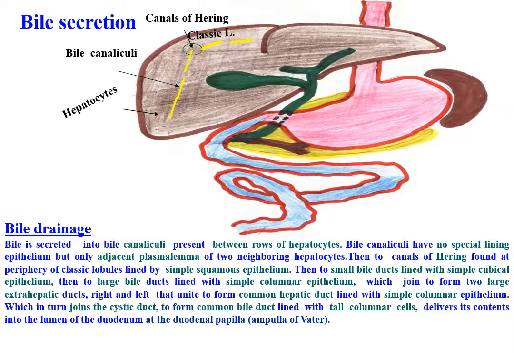Then bile passes to small bile ducts lined with simple cuboidal epithelium. Then to large bile ducts lined with simple columnar epithelium. These large bile ducts join to form two large extrahepatic ducts, the right and the left, which in turn unite to form the common hepatic duct. Common hepatic duct is lined with columnar epithelium.